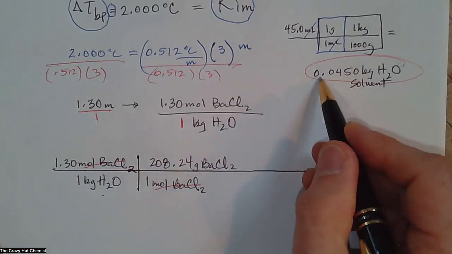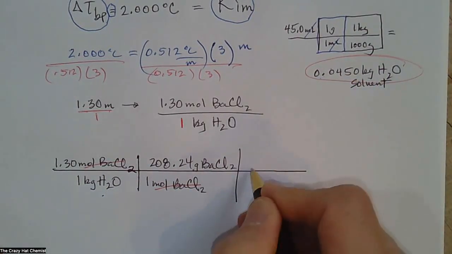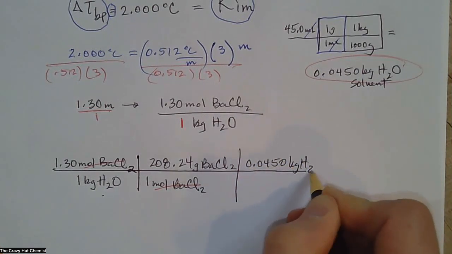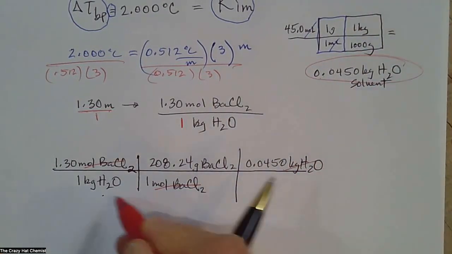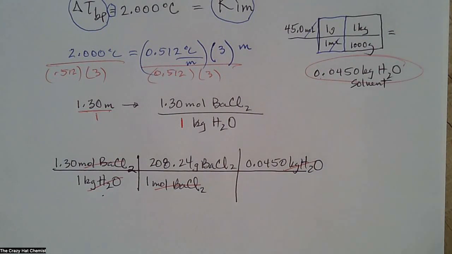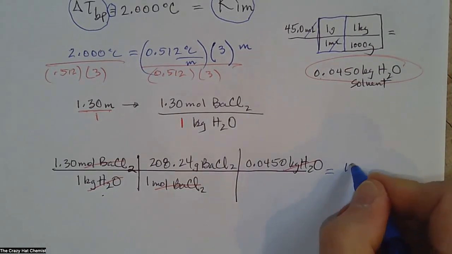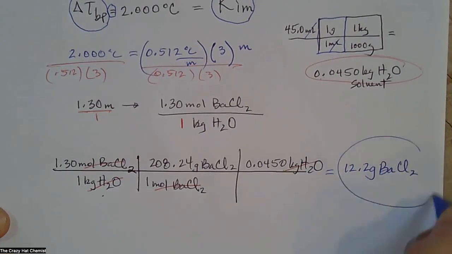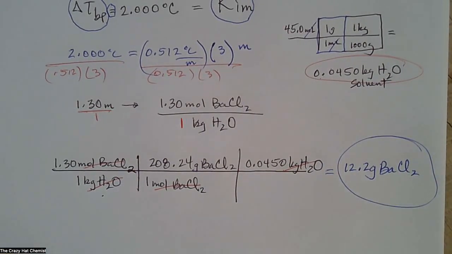What do I have? I have 0.0450 kilograms of H2O. This will enable me to cancel out kilograms of water. Then I'm going to say 1.30 times 208.24 times 0.045, and what will that equal? That will equal 12.2 grams BaCl2. Fantastic. So that is the mass of barium chloride that will be added to this.